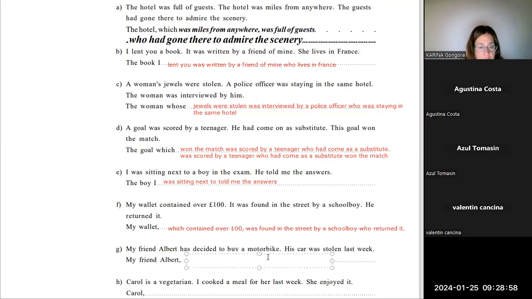Okay, my friend Ovid, whose motorbike. No, whose car? Sorry, my bad. Whose car was stolen last week has decided to buy a motorbike. Very good.